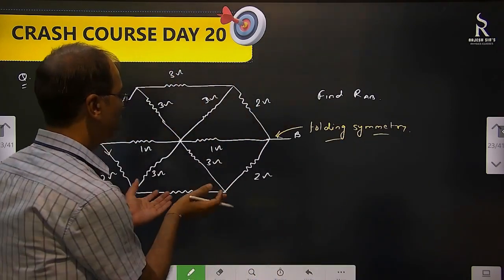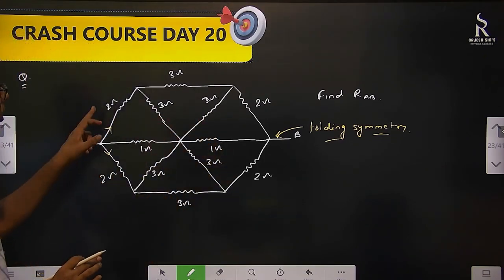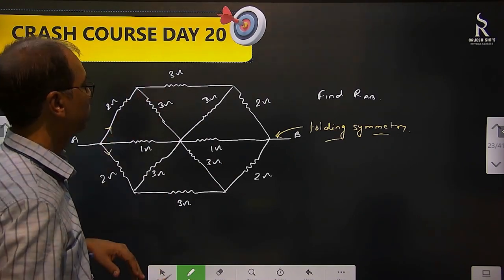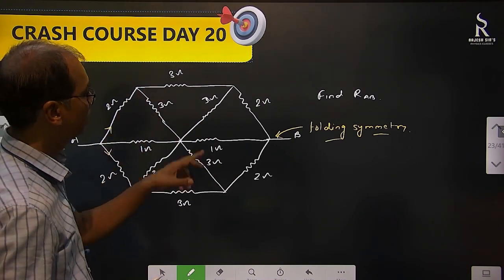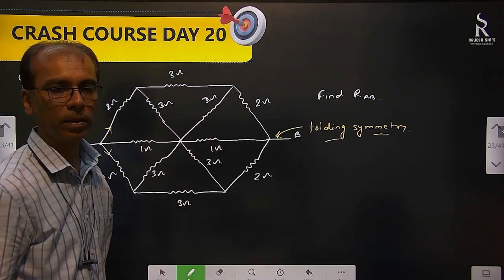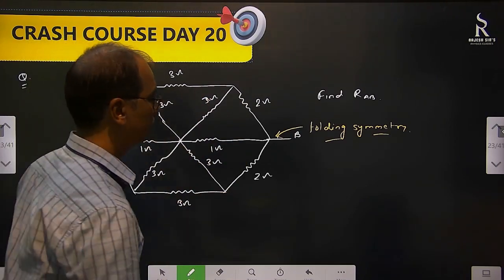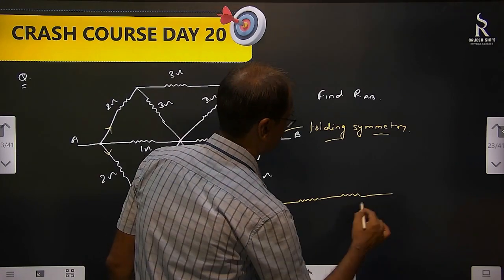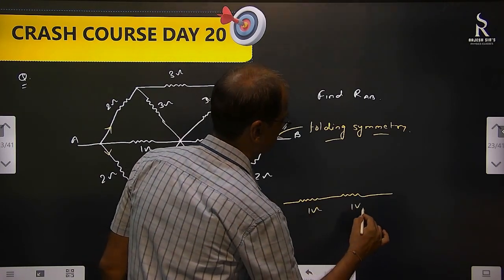Okay, so if we fold it, now what's going to happen? 2 and 2, they are parallel now, they become 1. 3 and 3 becomes 1.5, 3 and 3, 1.5, 3 and 3, 1.5, 2 and 2, 1. I am making it, just see. Okay, this is 1 ohm, this is 1 ohm. So they remain the same.